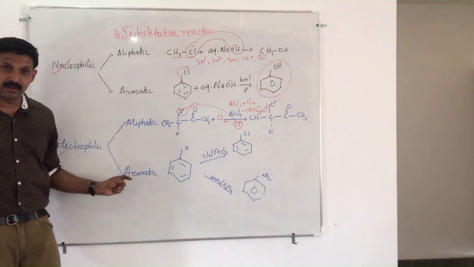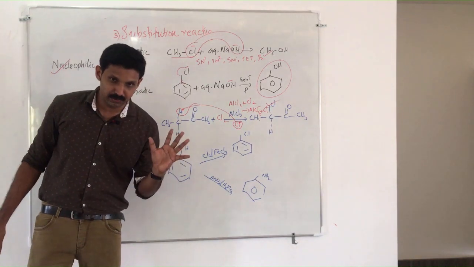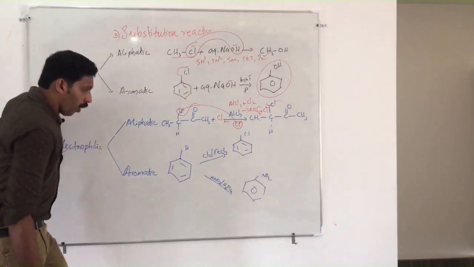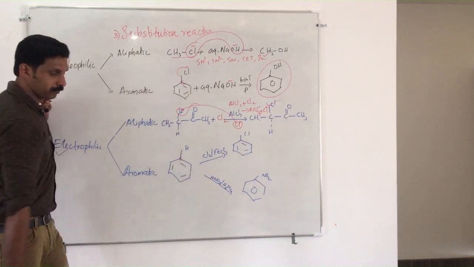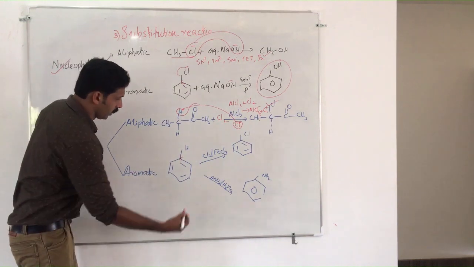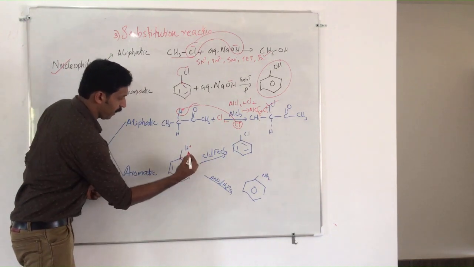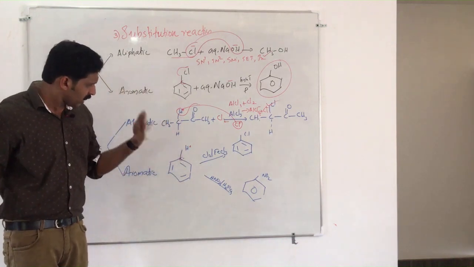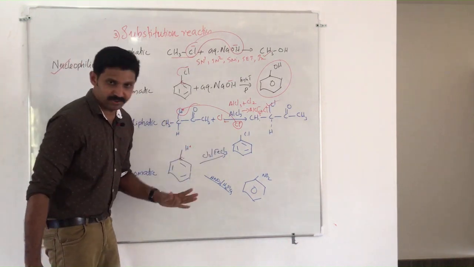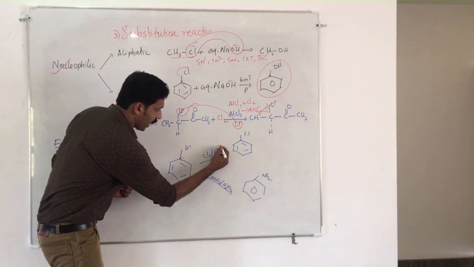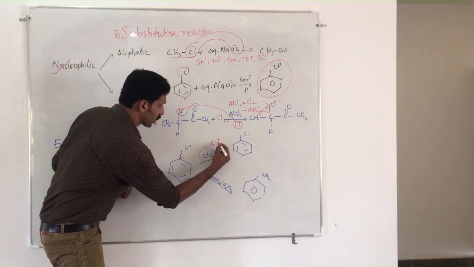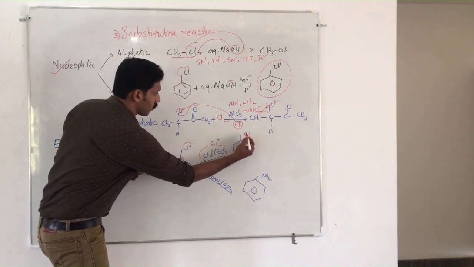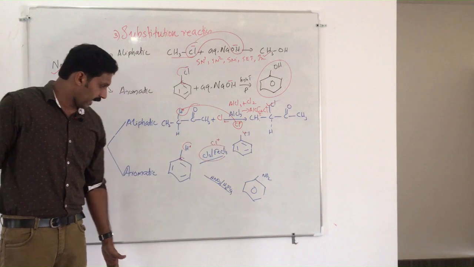Now, the most important one: a number of questions will be asked regarding this aromatic electrophilic substitution reaction. I will give a detailed session on this in the future. Now, here a C-H bond is there. In this C-H bond, H has a plus charge and C has a minus charge, because carbon has more electronegativity than hydrogen. Here Cl2 in the presence of FeCl3 regenerates one Cl plus. This generated Cl plus replaces H plus, and you will get chlorobenzene.